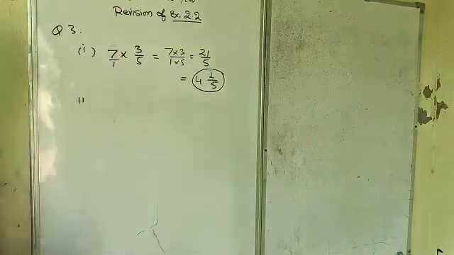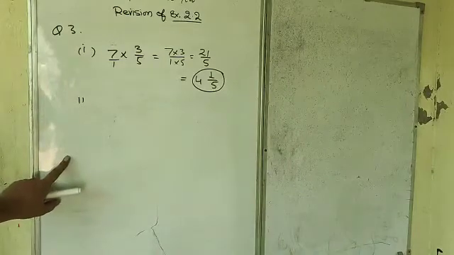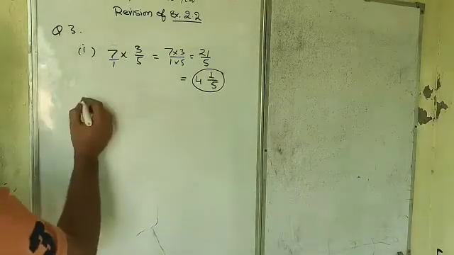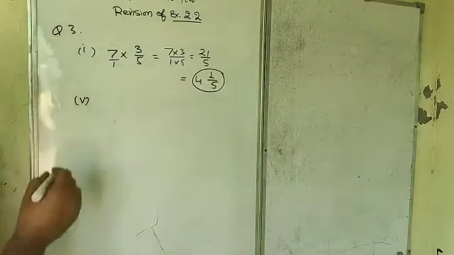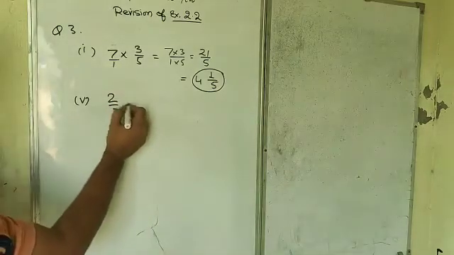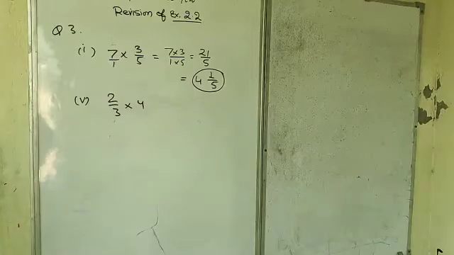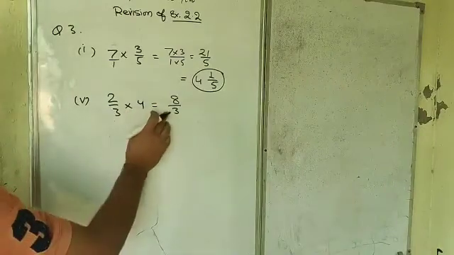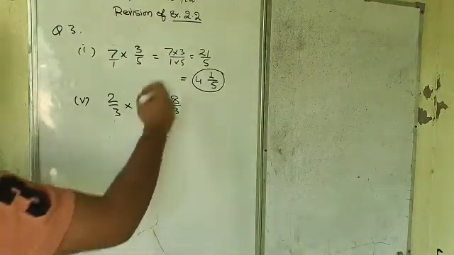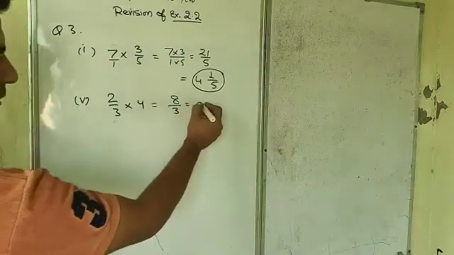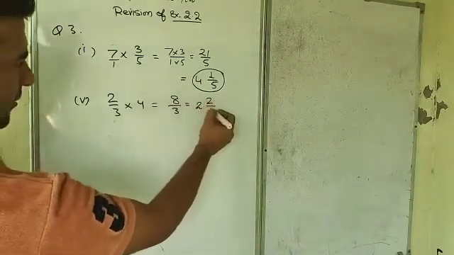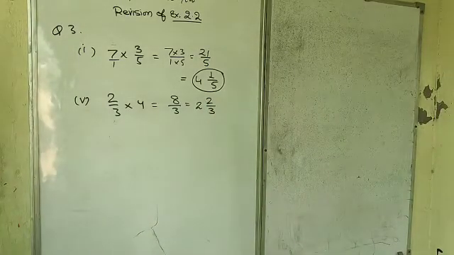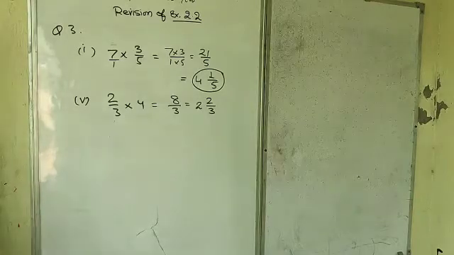Let us do part number 5 randomly. In part number 5, it is given as 2 by 3 multiplying by 4. 4 2s are 8, divided by 3. Then similarly, it is also an improper fraction, so it can be converted into a mixed fraction. 3 2s are 6, 2 remainder. Quotient, remainder by divisor. So it is 2 and 2 by 3.